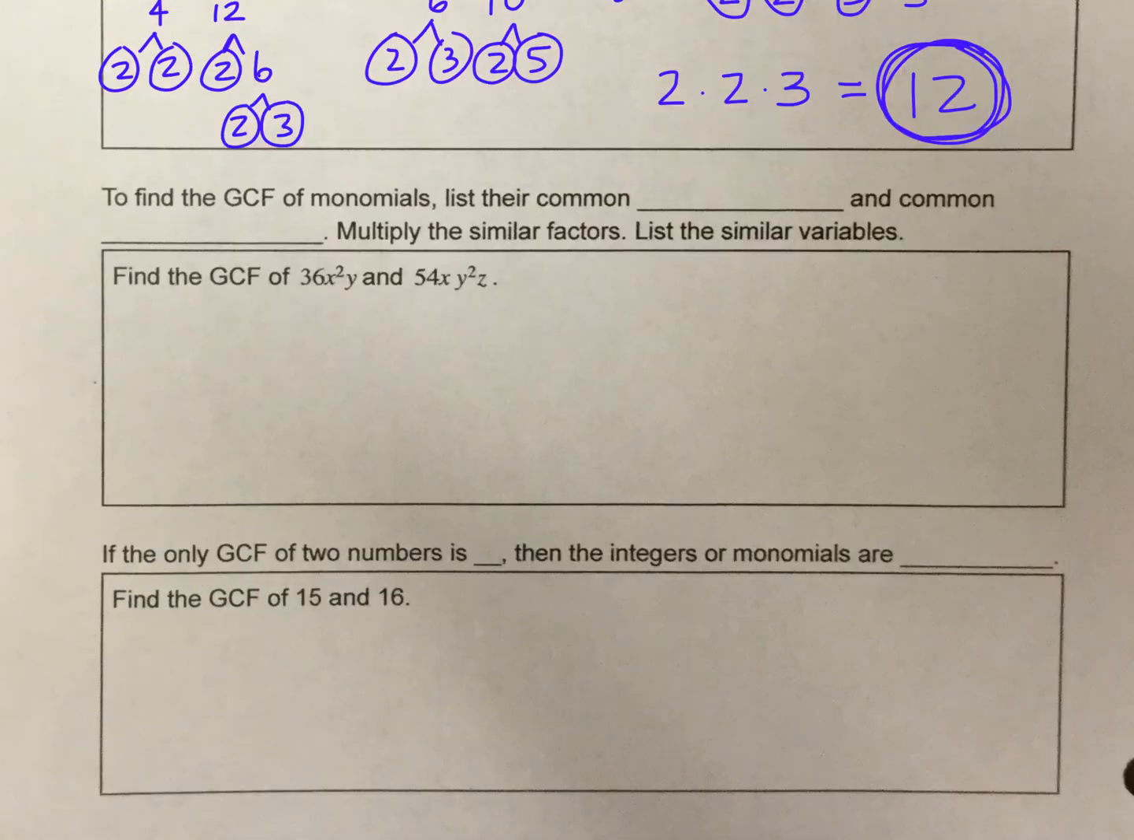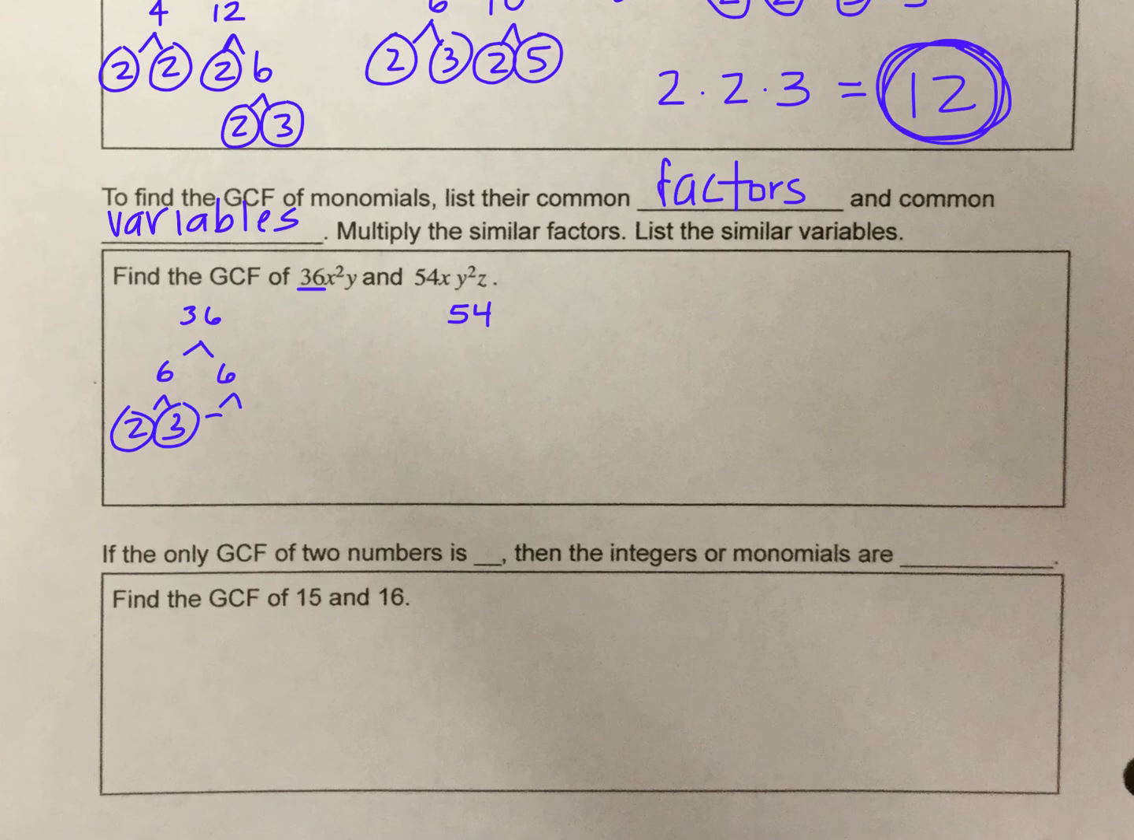To find the GCF of monomials, all we're going to do is list their common factors and common variables, multiply the similar factors, and list the similar variables. So, first we need to factor 36 and 54. So 36 is 6 and 6, 2 and 3. And 54, let's do 3 and 18, 2 and 9.